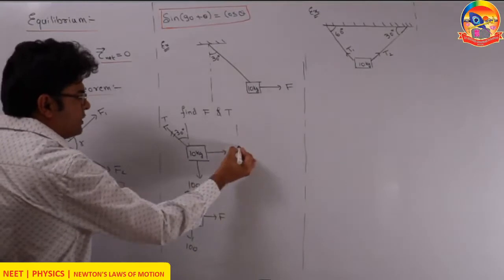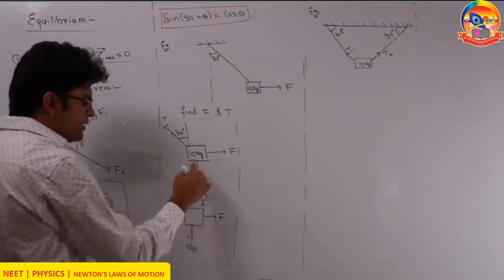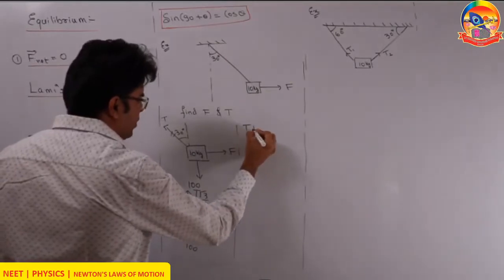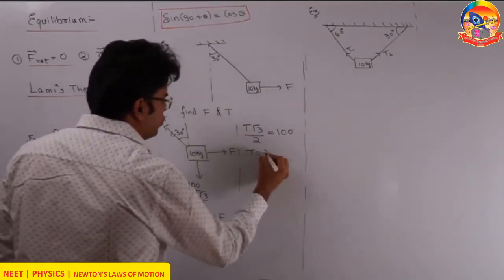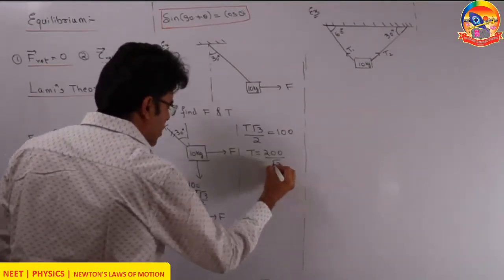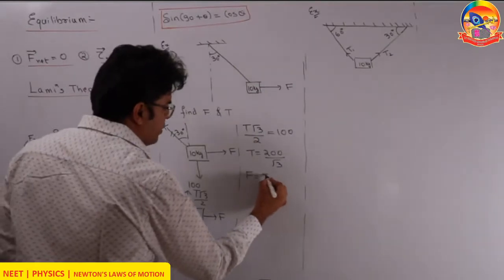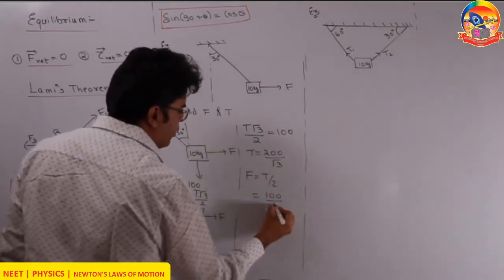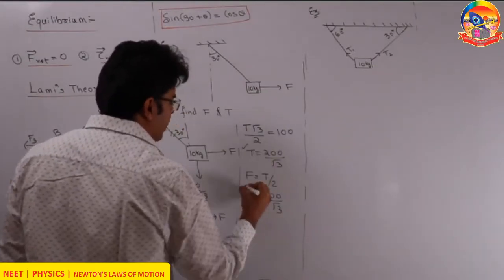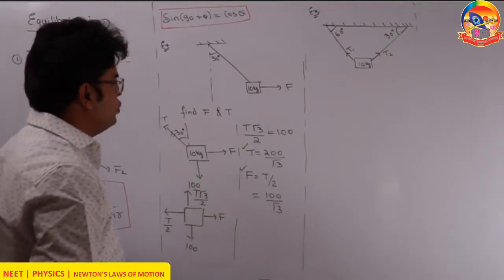If the net force has to be 0, then you can say the upward force T root 3 by 2 equals 100. So tension has to be 200 by root 3. And T by 2 equals F. So the force acting has to be equal to T by 2, which is 200 by root 3 by 2, that is 100 by root 3. So you have found both T and F. This is one way. Another way, you can apply Lami's theorem.